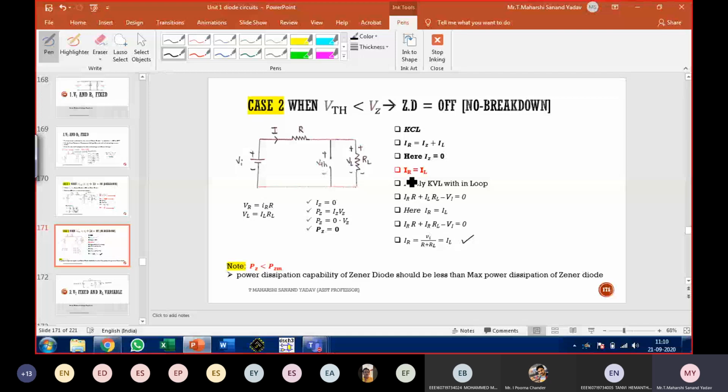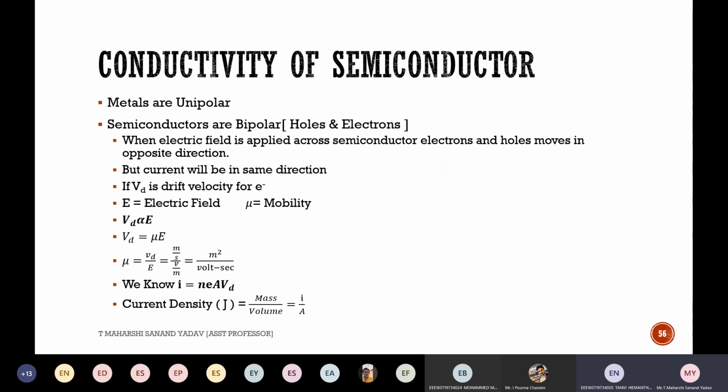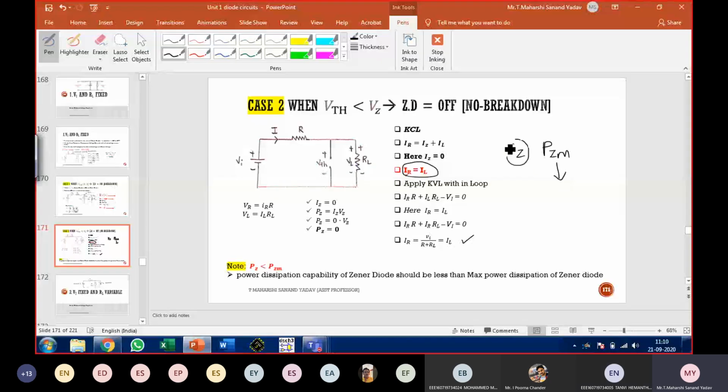Now here, what is PZ and what is PZM? Any difference? Maximum power. Yes, this is the maximum power dissipation capability. However, PZ should always be less than this maximum value. This maximum value will be specified within the data sheet, so there is no need for you to worry about this value. Your power dissipation capability should be within the limit.